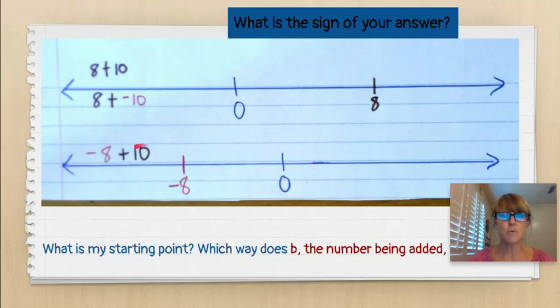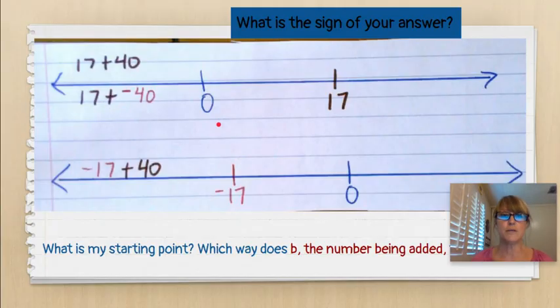So when this number is bigger, it's going to change your answer sign, right? The bigger number decides what the sign of the answer is. That's a hint. Okay. So you still subtract, you still do 10 minus 8 and you get 2. And this time it's going to be positive 2. Before, 10 minus 8 was 2, but your answer was negative 2.